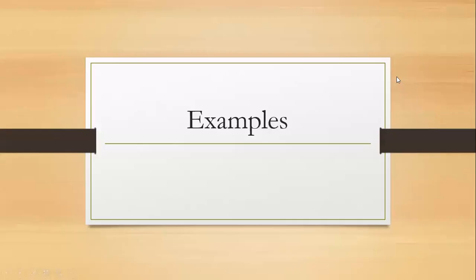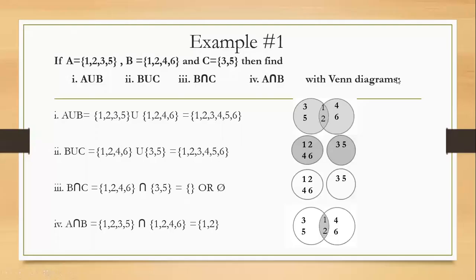Now let's discuss some example questions to make your concepts more clear. For example, if A is equal to {1, 2, 3, 5}, B is equal to {1, 2, 4, 6}, and C is equal to {3, 5}. In this question, you have to find A union B, B union C, B intersection C and A intersection B with the Venn diagrams.